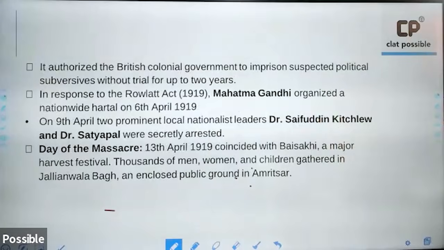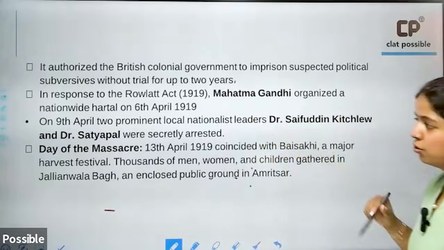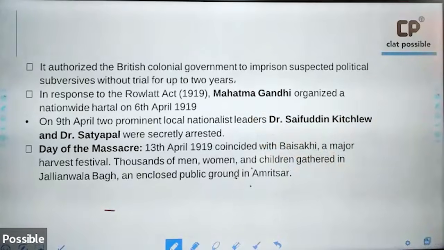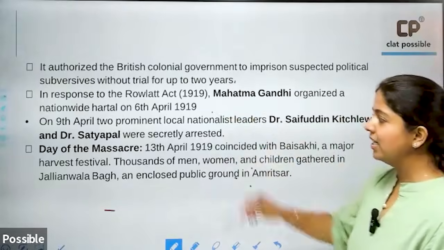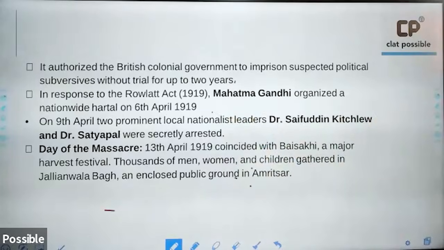Then, what was the Rowlatt Act? It authorized the British colonial government to imprison suspected political subversives without trial for up to 2 years. In response, Mahatma Gandhi organized a nationwide hartal on 6th of April 1919. On 9th of April, 2 prominent local nationalists, Dr. Saifuddin Kichlu and Satyapal, were secretly arrested.